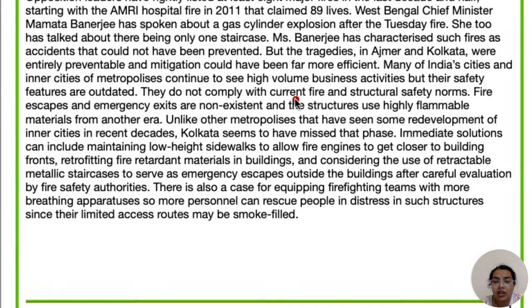What is the current norm? Structural fire safety norm. They don't comply with it. They don't even have those. Fire escapes and emergency exits are non-existent, and the structures use highly flammable materials from another era. So fire escapes are non-existent, रहते ही नहीं हैं. Emergency exits are not there. Just like in Kolkata, there was just one staircase, right? And the structures use highly flammable materials, the materials used in the buildings, something that catches fire very quickly.